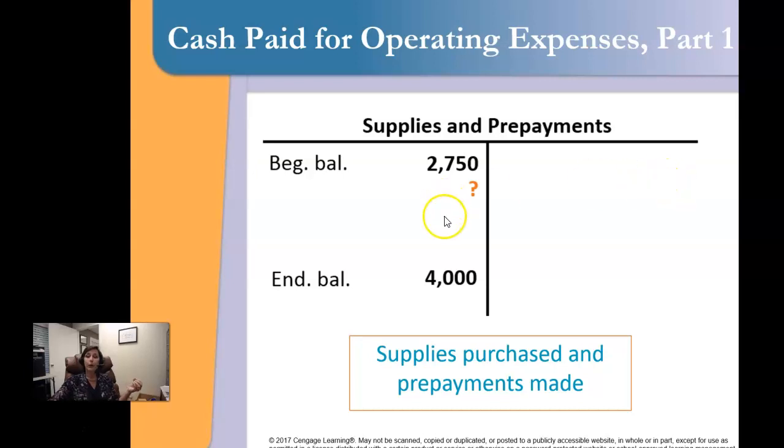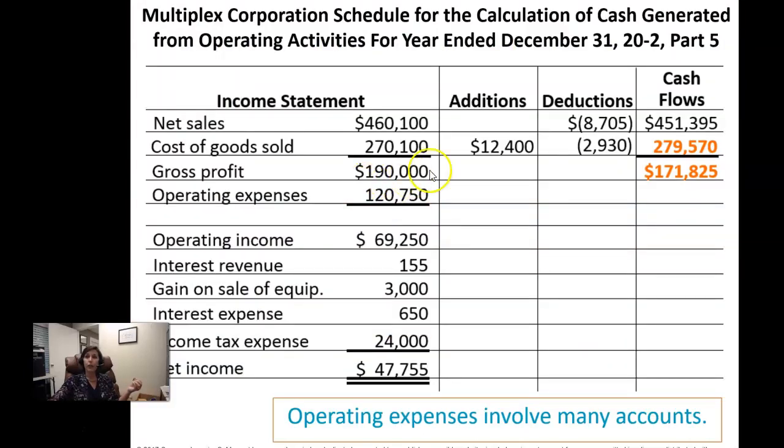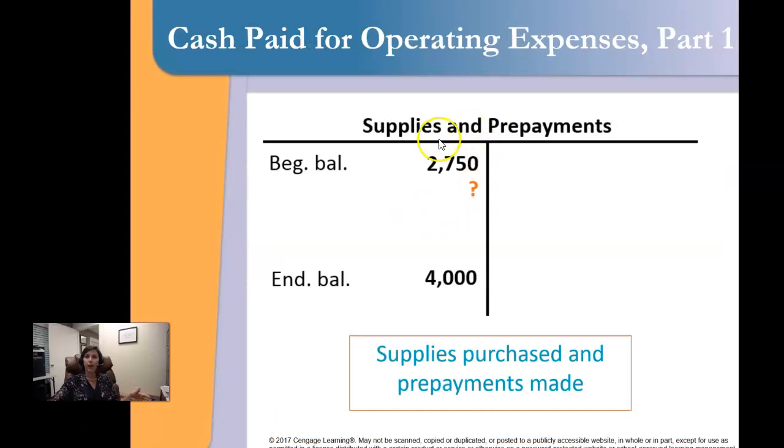So we've got some more things that happened here in addition to what occurred last time, which was basically we looked at our change as a result of payments from customers as well as inventory sales and changes as a result of cost of goods sold. Now we've got some changes as a result of our operating expenses. We've got supplies and prepayments that changed. It went up by what is that, $1,250.